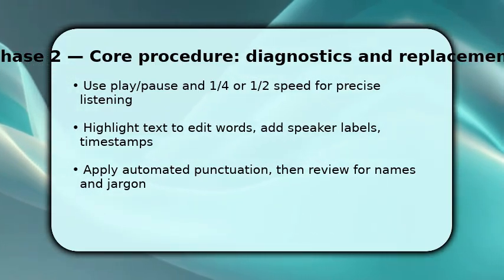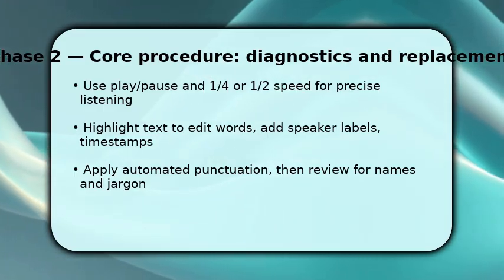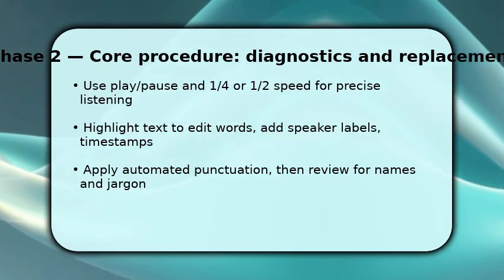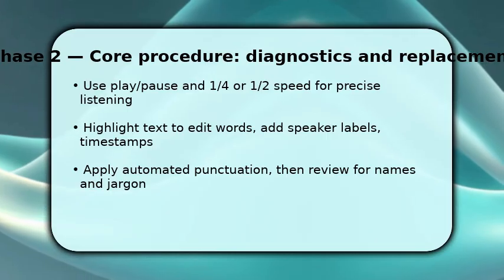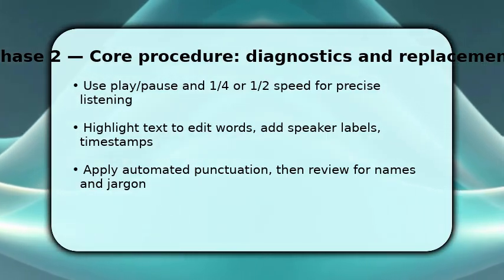Apply the automatic punctuation tool to clean sentence breaks, and then manually correct proper names, acronyms, or technical terms the engine missed. Make sure to save periodically. Autosave helps, but manual saves prevent accidental losses during long edits.